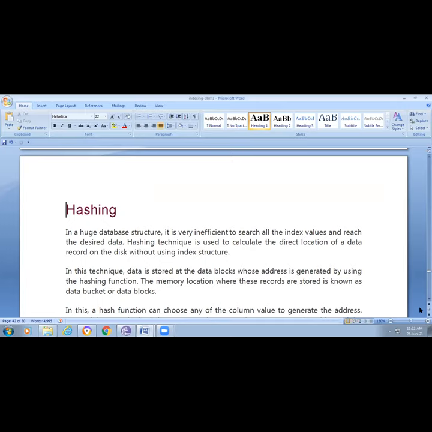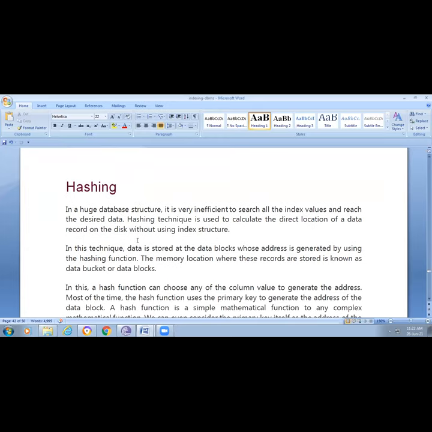Today we will try to complete the syllabus of this DBMS subject. I think you are able to see the screen clearly.